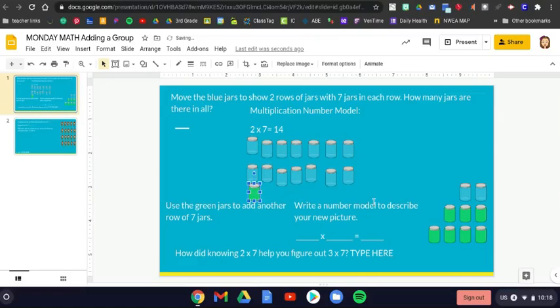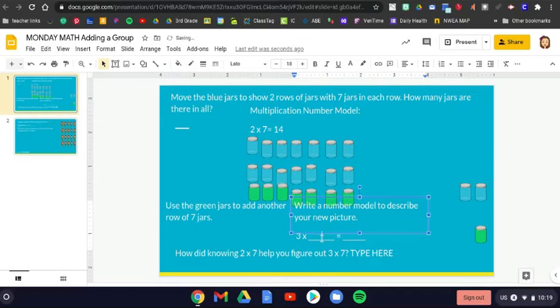1, 2, 3, 4, 5, 6, 7. So now you've moved your jars. Now you have 3 groups of 7 things, and you can do it 2 ways. You can do 14 plus 7, or you can count up the jars since you have the model. So 14 times 7, or not 14 times 7, 14 plus 7. 3 times 7 is equal to 21.